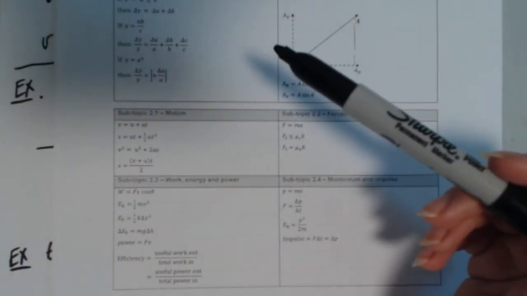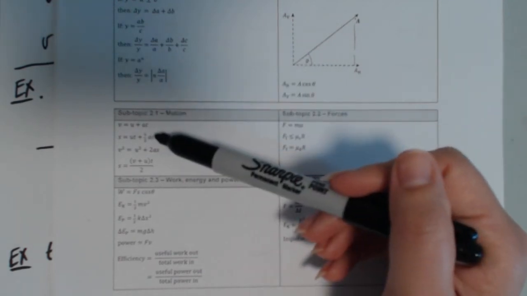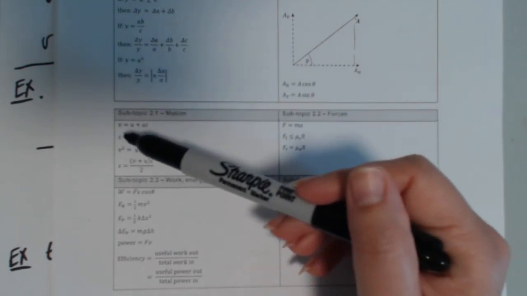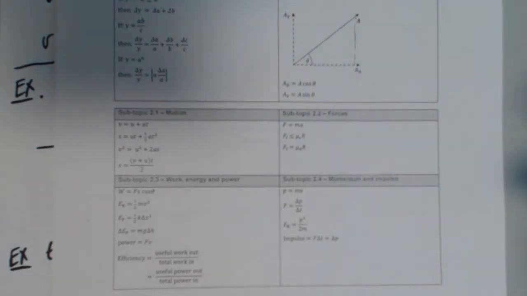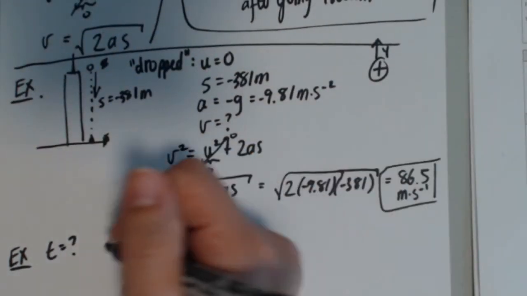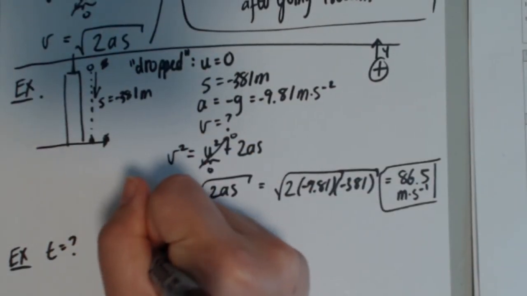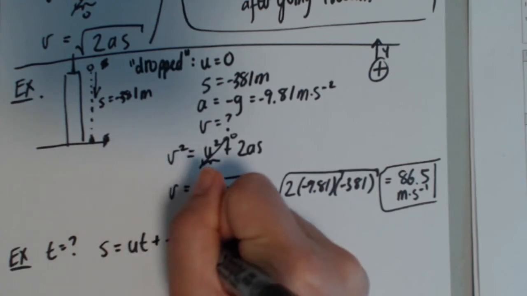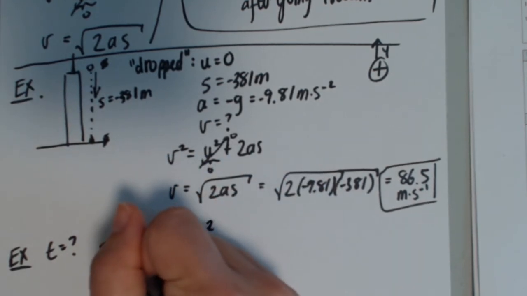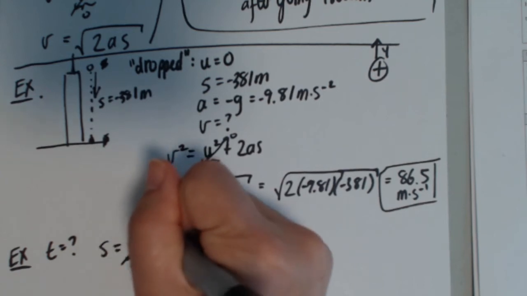Let's see here. Seems like the second formula is going to work. We have U, S, A and then T's the unknown. So we have S is equal to ut plus 1/2 at squared. U is 0. That's nice, that goes away.